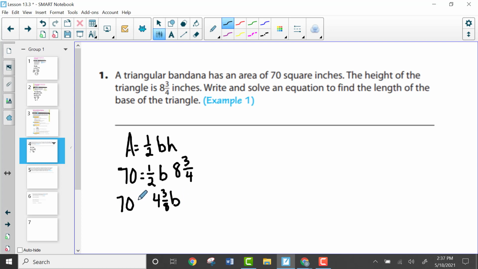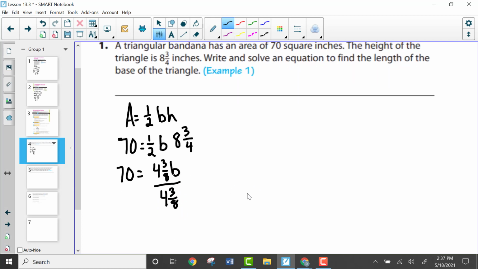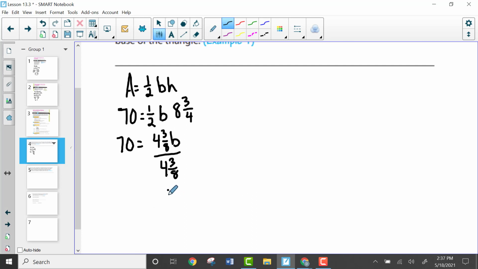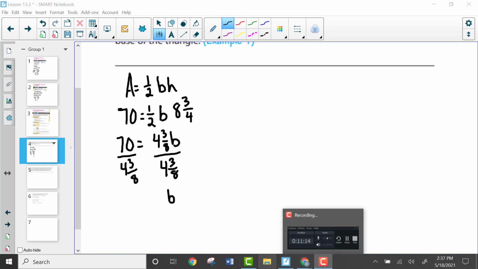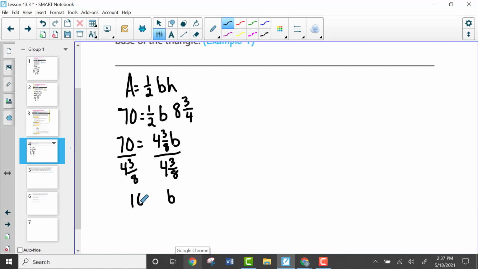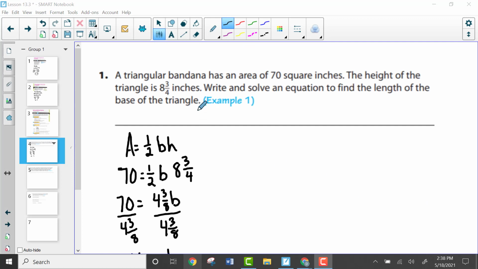And then we have 70. Now what we do to both sides of the equation is divide by 4 3/8. And that will bring b, the base, down all by itself. Then divide 70 by 4 3/8, and that's going to give us 16 for our base. So what you want to write in for number 1 is just 16 inches. It's not squared inches because it's just finding the base.